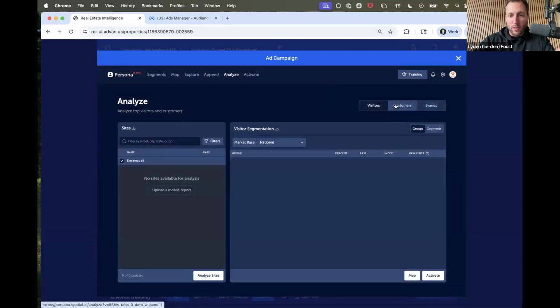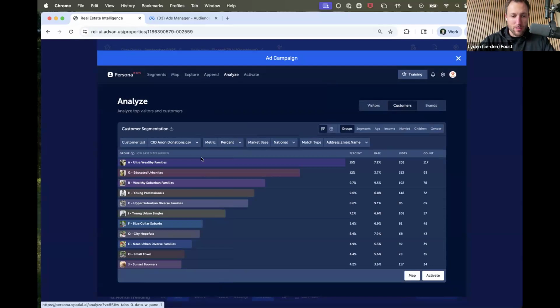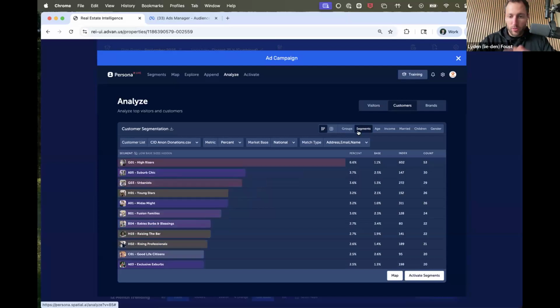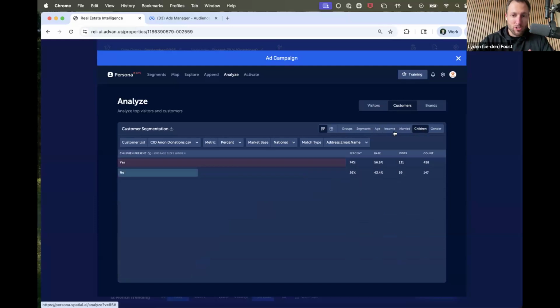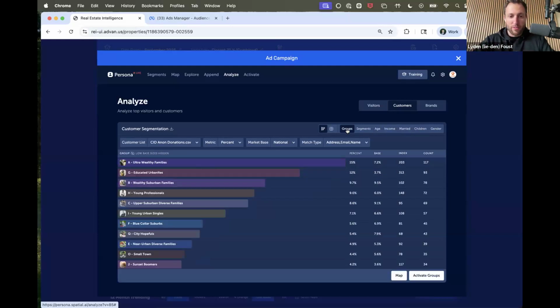And then I can analyze the results of that segmentation. So here is the list I just uploaded. And now, in the same way that you can get your mobile distribution, you can get your customer distribution as well. So I can see for that particular file I uploaded, 15% ultra wealthy families as a segment. And so we can go through segments, the age ranges of those people, income ranges, married, children, gender, et cetera. So you can get some of those demographic attributes.